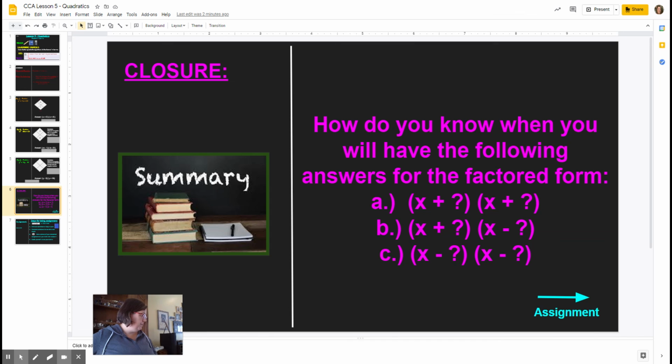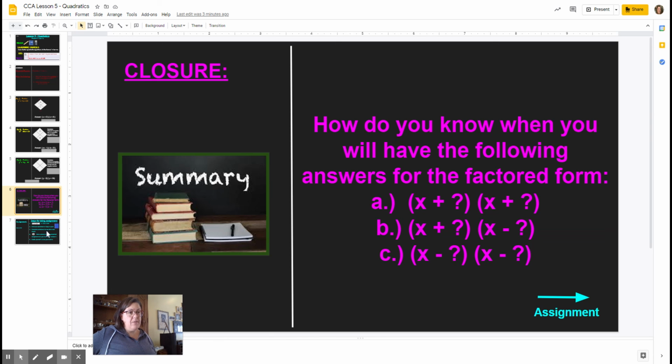How do we know? Again, how do you know when both parentheses have addition, both have subtraction, or it's one of each? And if you look back to examples 2 and 3, those should be pretty good indicators for you as to what you're looking for.